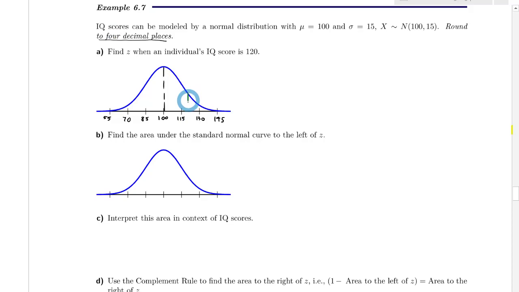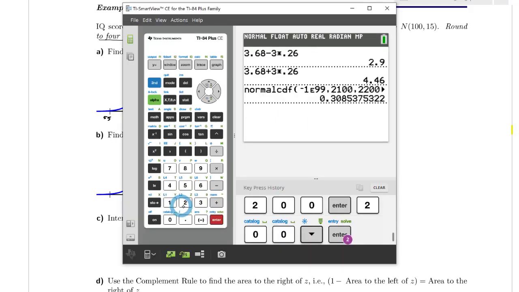So if I found a z-score, the z would just be equal to x minus mu over standard deviation. So that would just be 120 minus 100 over 15. And if I put that in the calculator, I get 1 point, let's see. Okay, so 120 minus 100 divided by 15. 1 point, and I'll round to 4 decimal places, 1.3333.